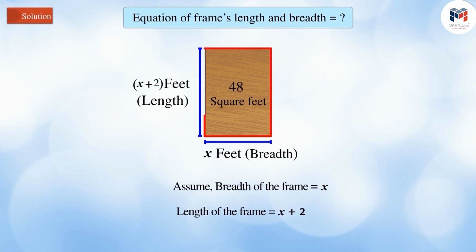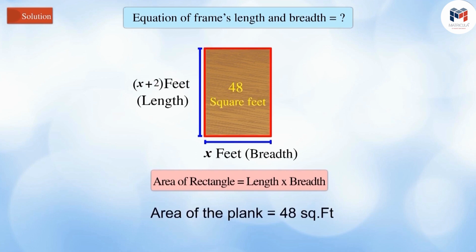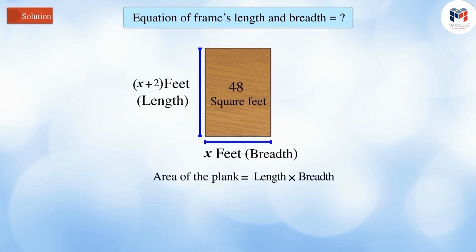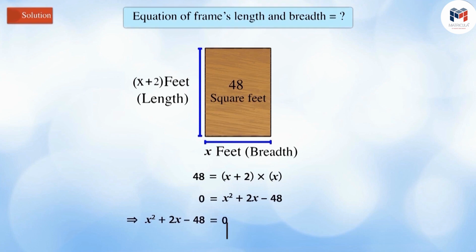We know that the wooden plank is rectangular. So, we use the formula for the area of a rectangle. It's given that the area of the rectangle is 48 square feet. Substituting all the values given above in the formula of the area, on solving, we get x squared plus 2x minus 48 equals 0. Using this equation, Rita can find out the length and breadth of the frame.